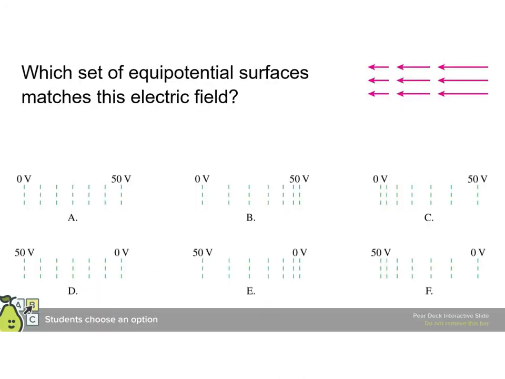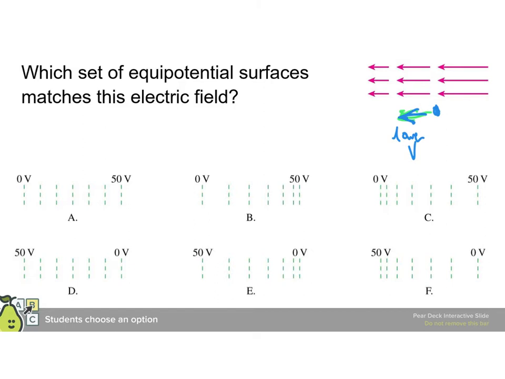So, which set of equipotential surfaces match this electric field? Our first thing is let's figure out which order we should have, because we'll notice that the top ones are all 0 on this side and 50 on this side, and the bottom ones are all 50 on the left and 0 on the right. So which of those are correct? Well, if we were to release a positive charge in our mind's eye here, it would move that way, because it would move with the field lines since it's positive, which means that since particles move down potential gradients, this must be the direction of lower potential. So we must be in A, B, or C.